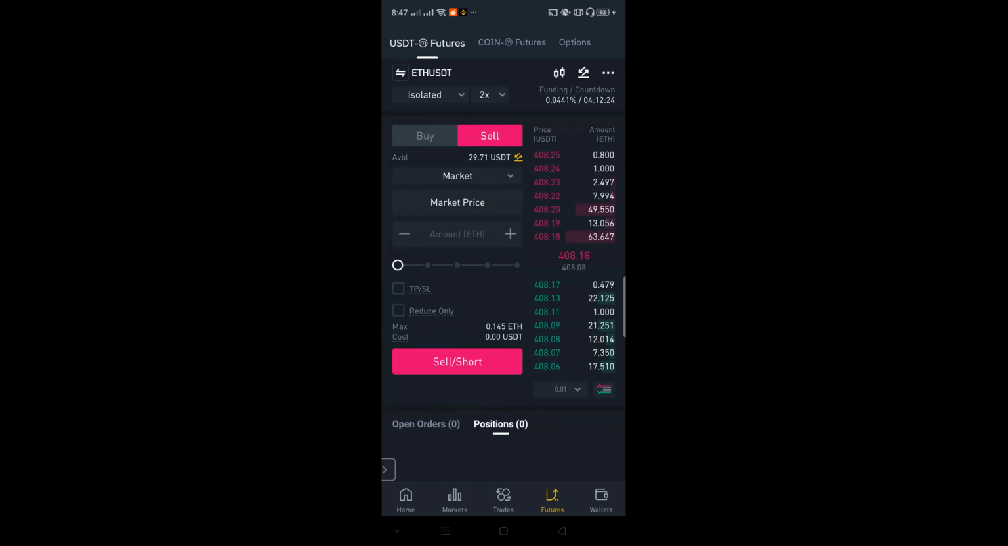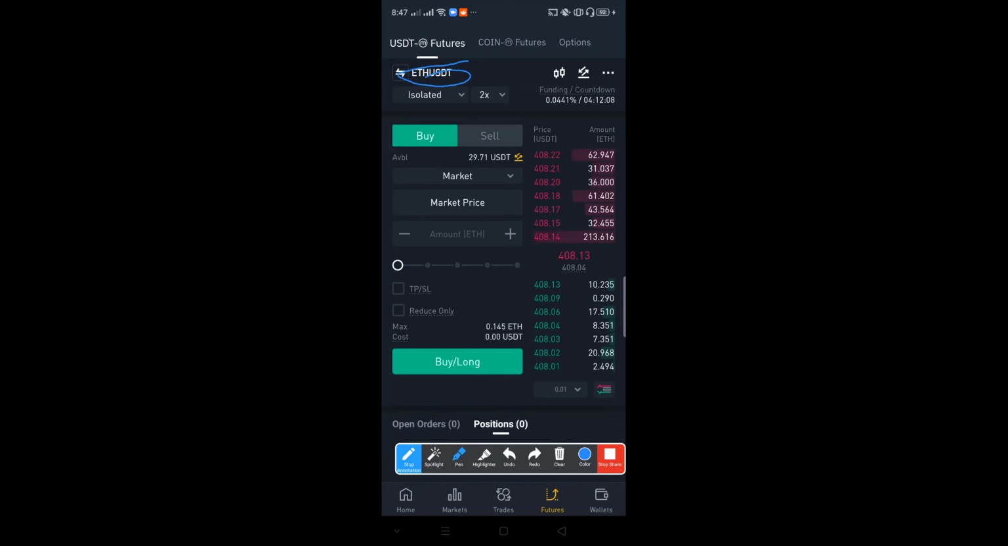I actually mentioned that earlier. I said on spot, if you are buying, you have the same interface. What I mean is this same interface, from here. This is the interface you have on spot when you are buying and when you are selling.